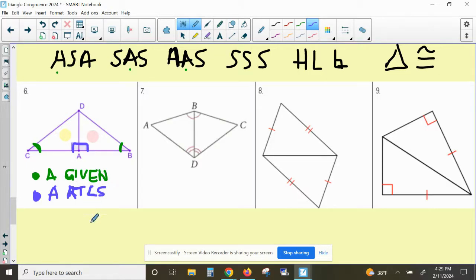So I have a pair of A's, and that is also given. The reason it's given is because it's already marked for me in the picture. Remember, if it's already marked or they tell me in words up here, then it's a given. Okay, so I have 2 givens. Now, if I look at these pictures, there's absolutely no other marks on this, which means there are no more givens. So that means I don't have enough stuff.